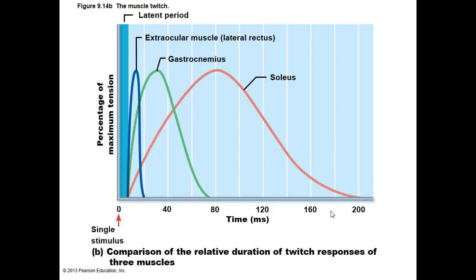Now, this is to show just a comparison of different muscles. The speed at which muscle twitches happen is different between muscles themselves in the body. This is showing how fast your extraocular muscle is. Any guess where that is? Based on its name? Ocular. It's in the eye. It's one of the muscles that controls your eye.